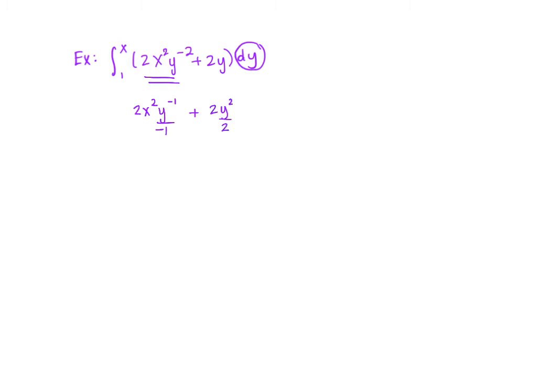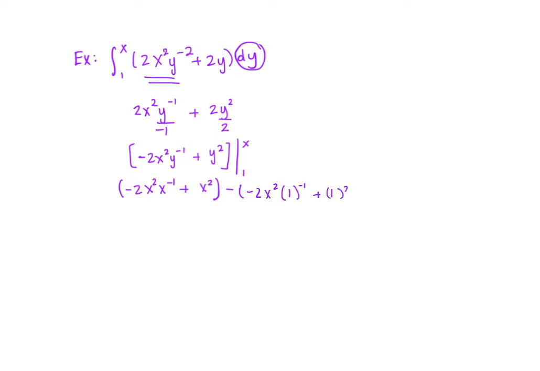I'm going to simplify that just a little bit. Negative 2x squared y to the negative 1 plus y squared. And I'm going to evaluate that integral from 1 to x. So now I'm going to plug in x for all the y's. So I've got negative 2x squared x to the negative 1 plus x squared minus negative 2x squared times 1 to the negative 1 plus 1 squared.